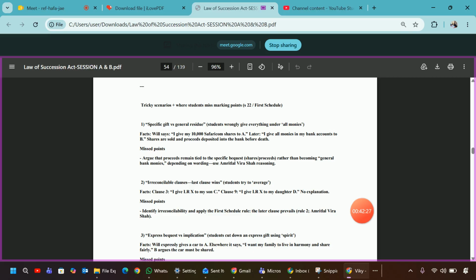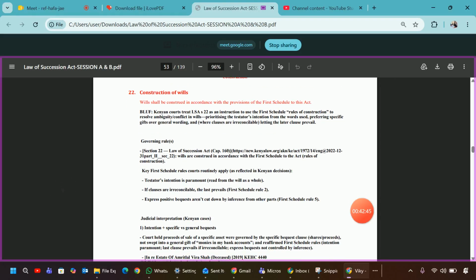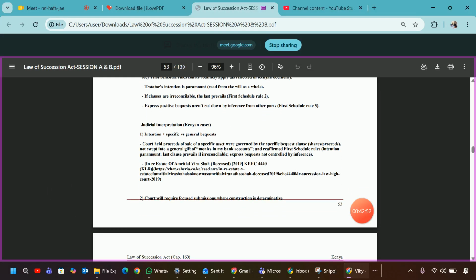So the students' missed point is to argue that proceeds remain tied to the specific bequest, shares or proceeds, rather than becoming general bank monies, depending on wording. There is reasoning highlighted above, and this begs us to have a look at the judicial interpretation so that we can understand. In the Estate of Vera Shah 2019, the court held proceeds of a sale of a specific asset were governed by the specific bequest clause on shares or proceeds, not swept into a general gift of monies in my bank accounts, and reaffirmed first schedule rules.